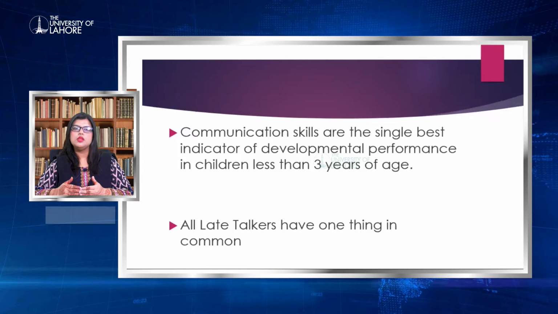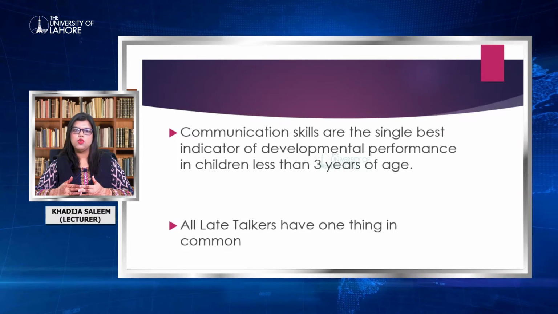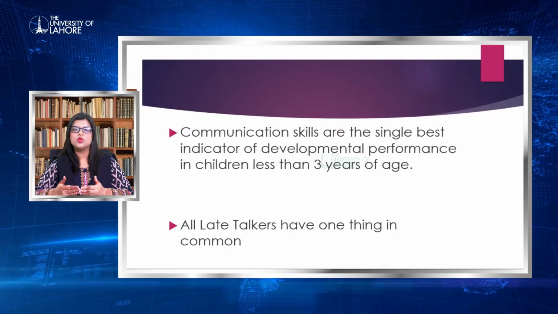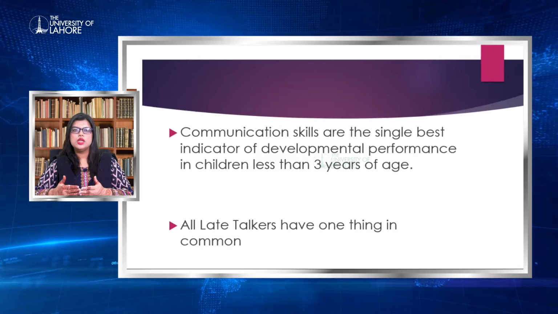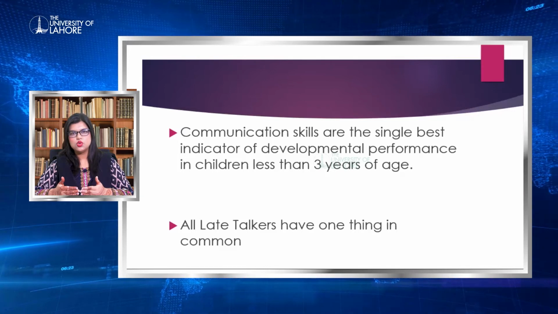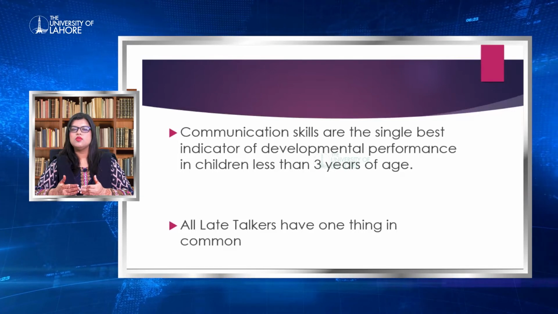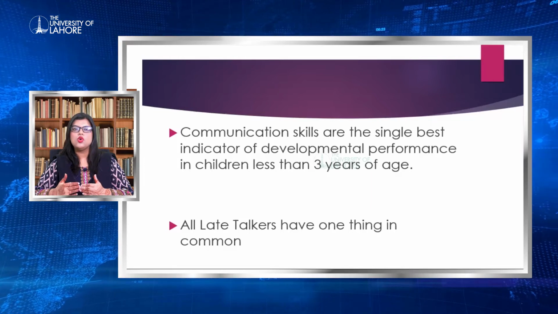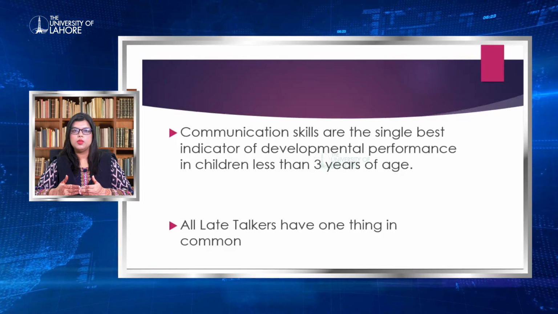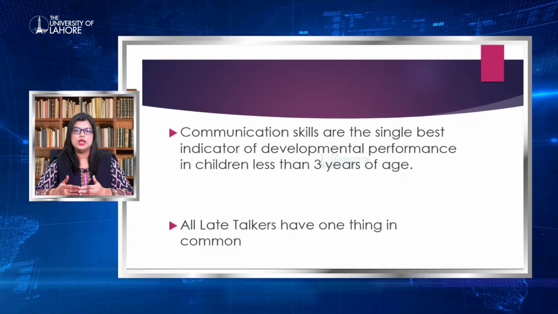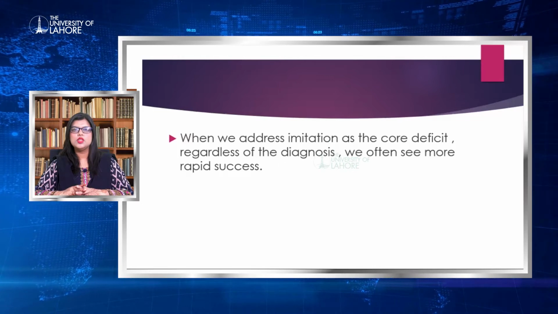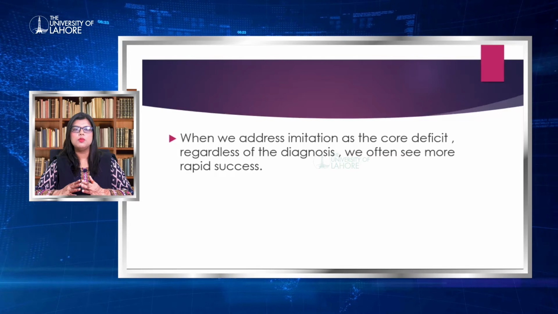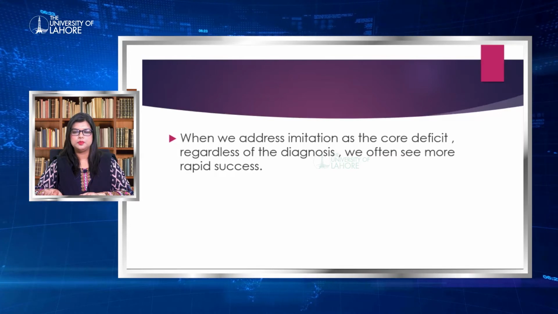Communication skills are the single best indicator of developmental performance in less than 3 years of age. It is a core deficit. If a child has a diagnosis of autism spectrum disorders or delays or social communication disorders or whatever disorders, there is a core deficit if the child is not attaining speech and language, and that is imitation. And all late talkers have one thing in common, that is their imitation is delayed. When we address imitation as the core deficit, regardless of the diagnosis, we often see more rapid success.